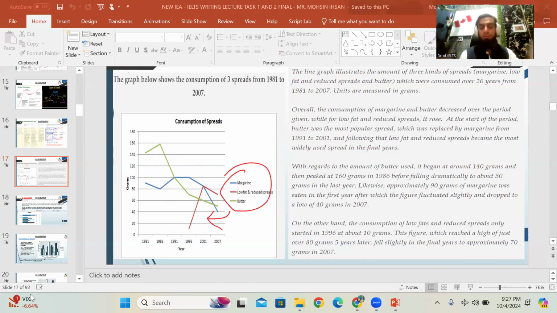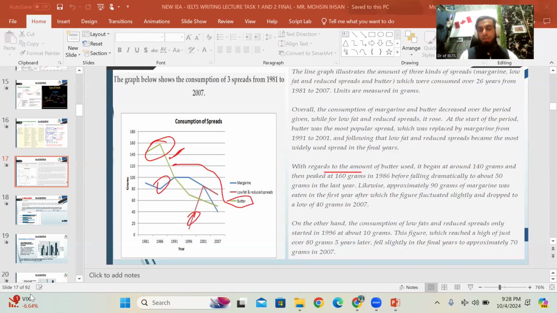We compare all of the information, and in comparison, how much something is inclined, how much something is declined, we talk about that. Like for example, this one is at the top in comparison, start mein. This one is the second, this one is the third. Again dekhein, green one ko, butter ko. With regards to the amount of butter use, jitna butter use hua hai, margarine, it began at around 140. 140 se start hua hai, around likha hai, directly specify nahi kiya because a little it is higher, so around approximately from 140, right?